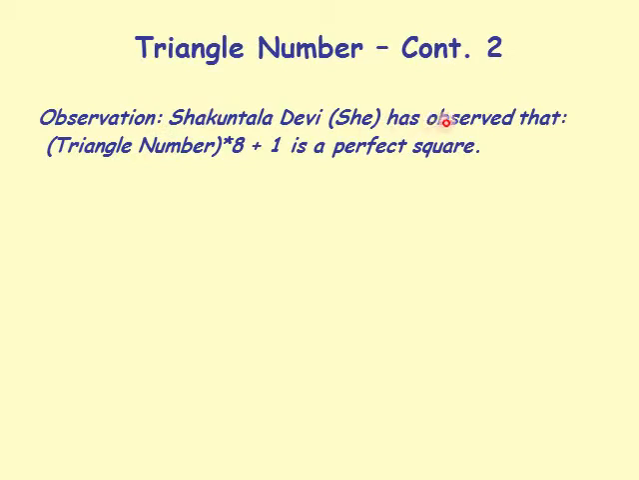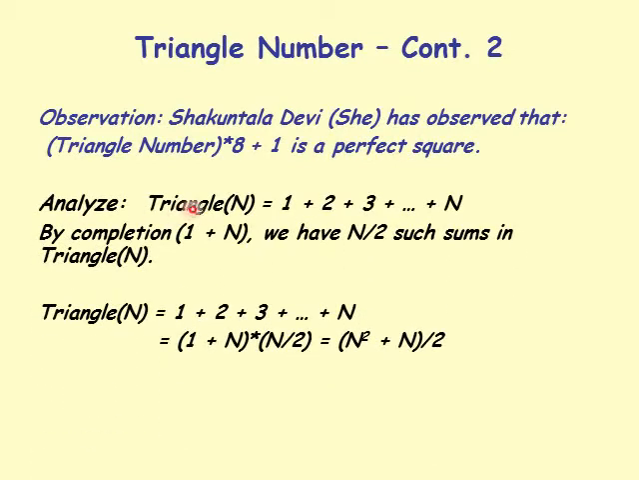Observation. She has observed that the triangle number times 8 plus 1 is a perfect square. Let's see what's going on here. Analyze. Triangle of n is equal to 1 plus 2 plus 3 plus so on plus n. And if we pair 1 plus n, we would have n by 2 pairs of this type, 1 plus n. And that means triangle of n is equal to 1 plus n times n divided by 2, which is equal to half of n squared plus n.